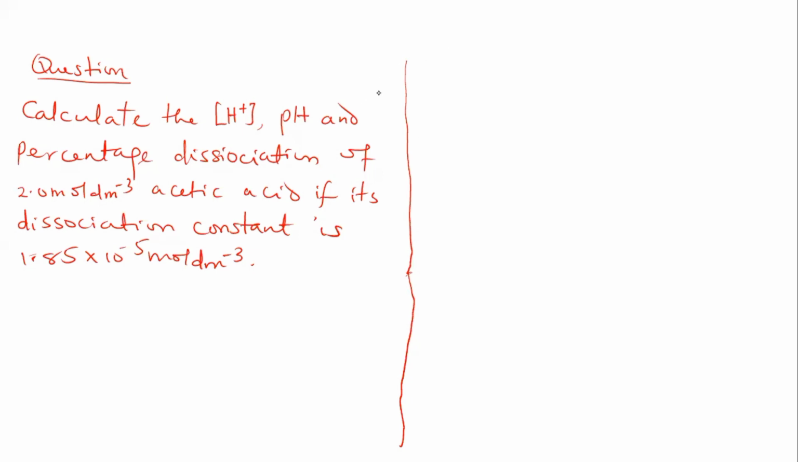Now here is a question. The question says: calculate the hydrogen ion concentration, the pH, and the percentage dissociation of 2.0 mole per dm cube acetic acid if its dissociation constant is given. Now, there's this difference between a weak acid and a strong acid. A strong acid dissociates completely in solution, and that is, you are expecting a 100% dissociation. And that was why we wrote the equation earlier for those acids as dissociating completely.